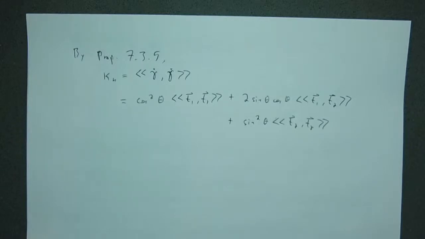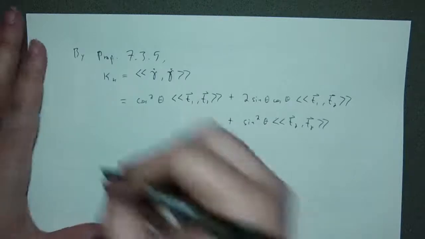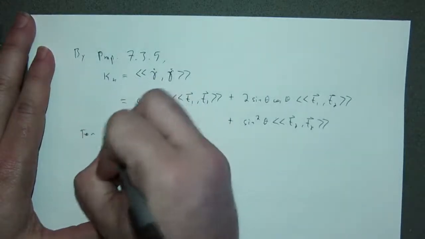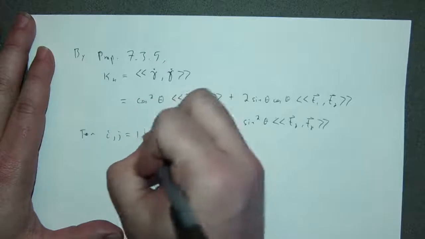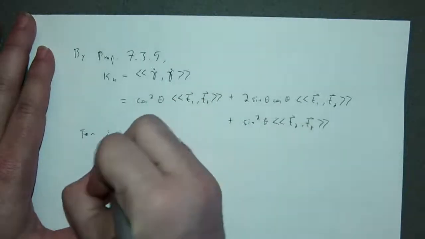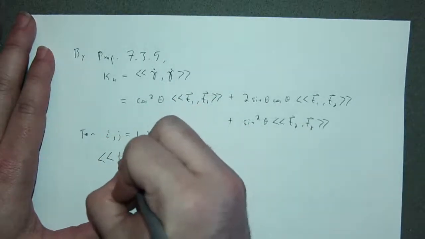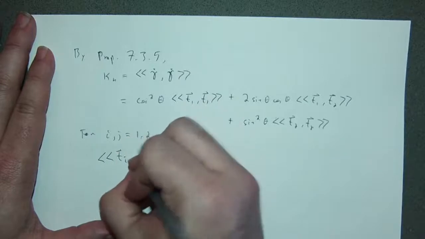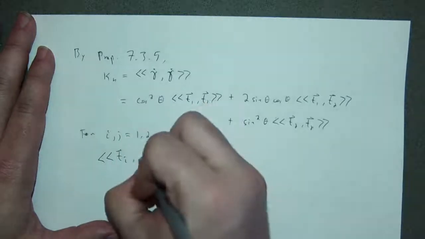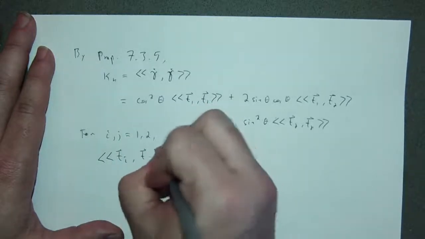So this is just me using this fact and the fact that the second fundamental form is linear. So then for i and j equal to 1 and 2, what do I have here? If I pair these vectors t sub i and t sub j together, what do I get?